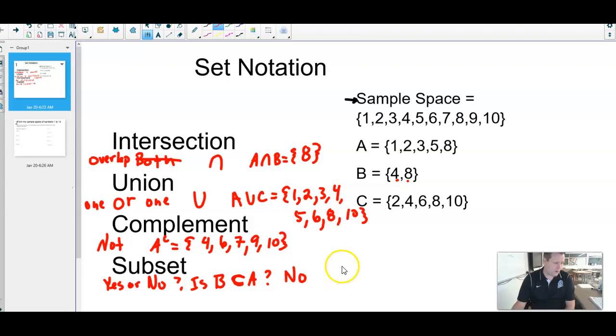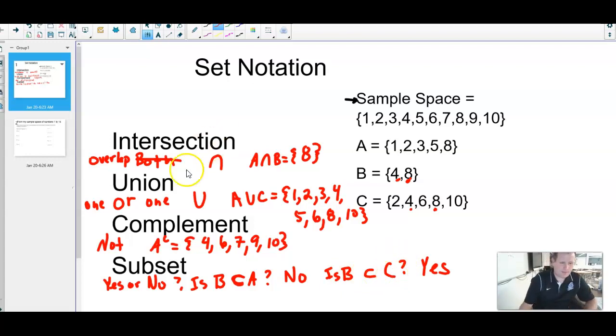Okay? I'll give you one more example of that. Let's ask, is B a subset of C? What that's saying is, are 4 and 8 part of C? And this answer would be yes, because 4 and 8 are both in this one. So it's always the first one has to be part of the second one. Okay, so that's subset.